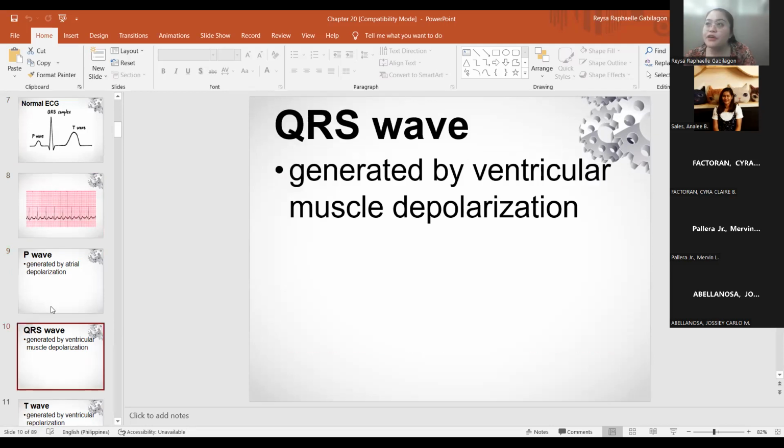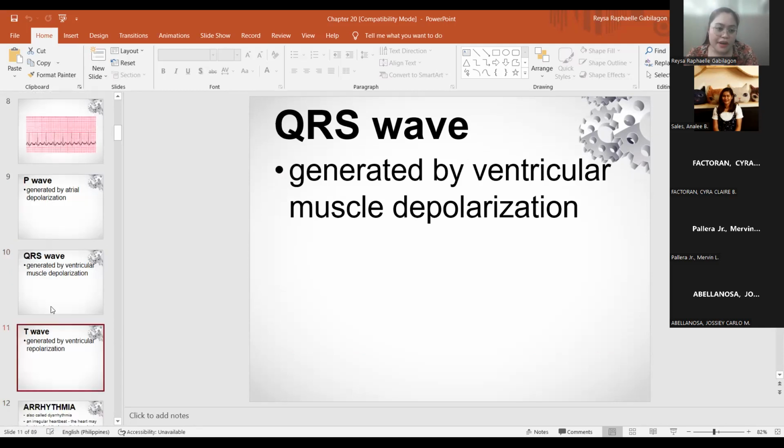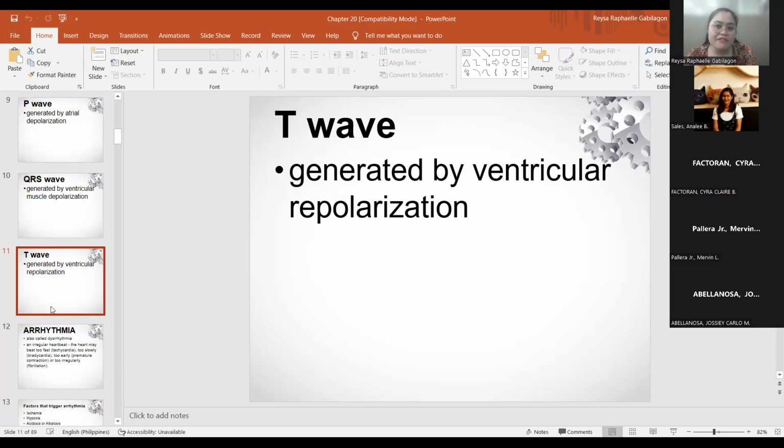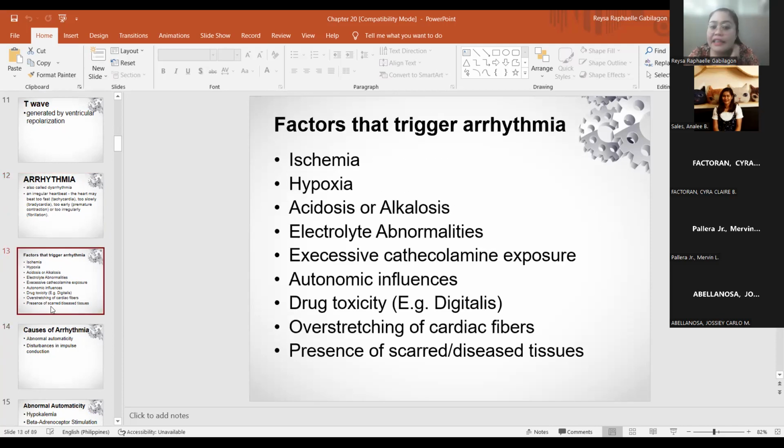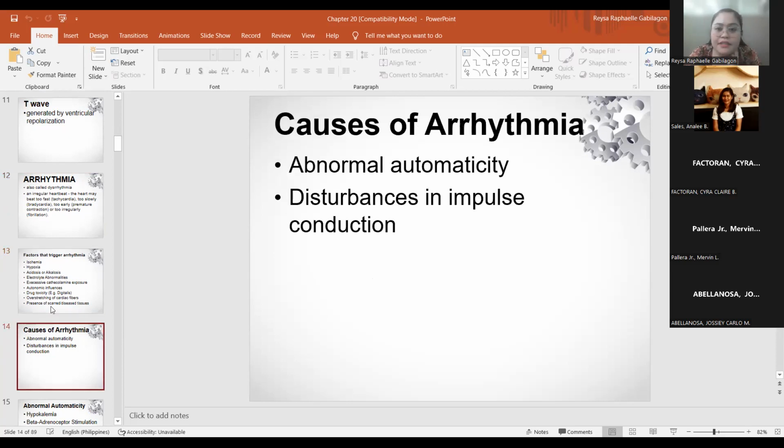And then for the QRS, this is the tallest wave that we have. This is being generated by our ventricular muscle depolarization. So it's tall, since remember our ventricles are also larger than our atrium. And then we have the T wave here for the ventricular repolarization. If we have like abnormality in the ECG, that means the patient may experience arrhythmia. Okay, so we ended here last time, no? Itong factors that trigger arrhythmia. So let's move on.